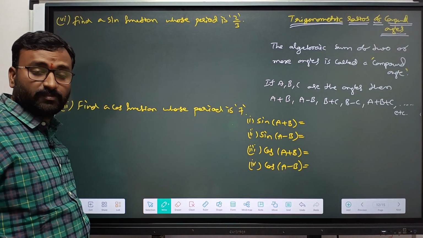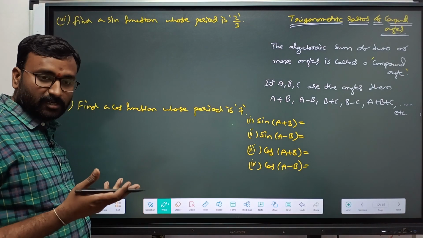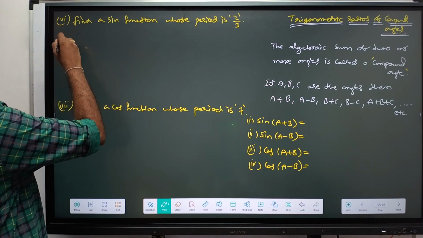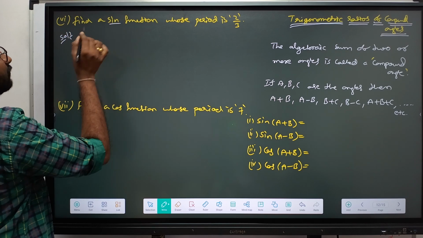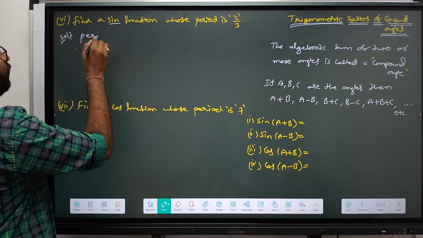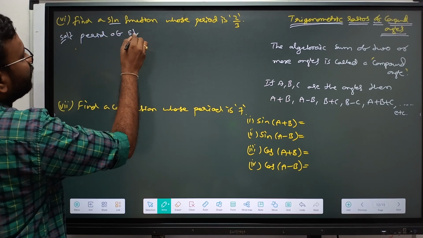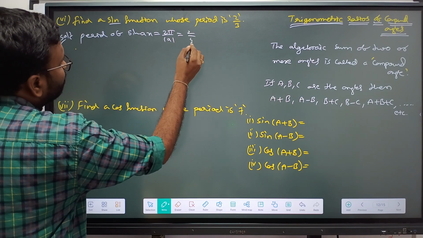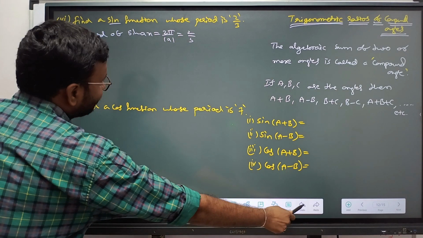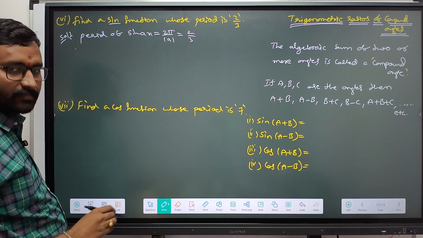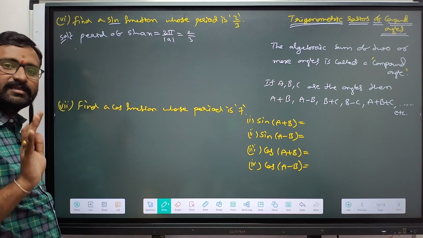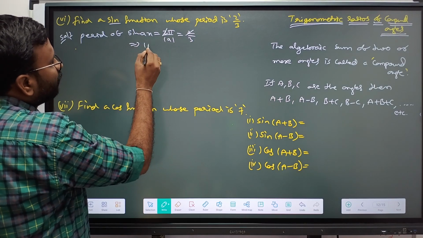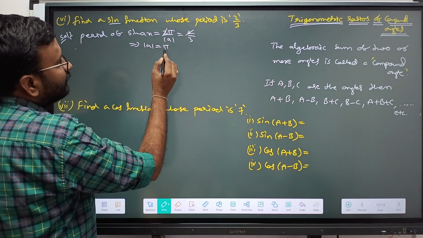Here it is not asking what is the period. Here it is asking for a trigonometric function, given the period. Solution: period of sine ax is equal to what? 2 pi by mod A is given as what? 2 by 3. 2 by 3 is given. It is asking which function? Sine function. From this, mod A is equal to 3 pi.